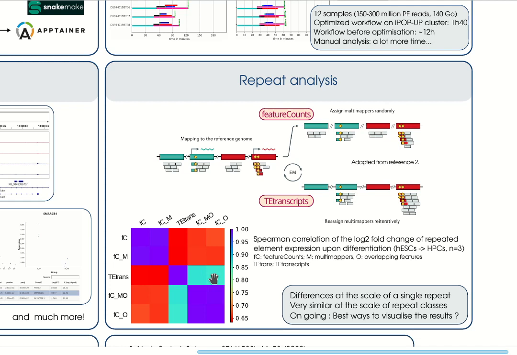As a general conclusion, we can say that the choice of the method influences a lot the results at the scale of a single repeat. But if you look at classes or families of repeats, which is generally sufficient, the results are much more stable. We're still working with biologists to add figures to sum up repeat expression results in a more comprehensive way.